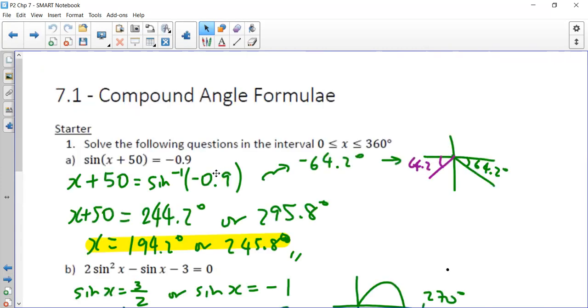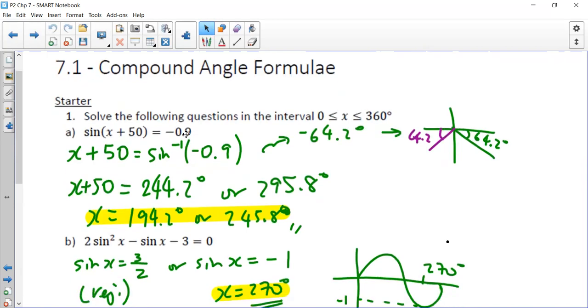Right, so for question 1, first of all you have to do an inverse trig, or now we've learned the technical term, which is called the arcsine of negative 0.9. As soon as you do arcsine on the calculator, you should be using a CAST diagram, or you use the formula, 180 degrees plus and minus thing, then use that.